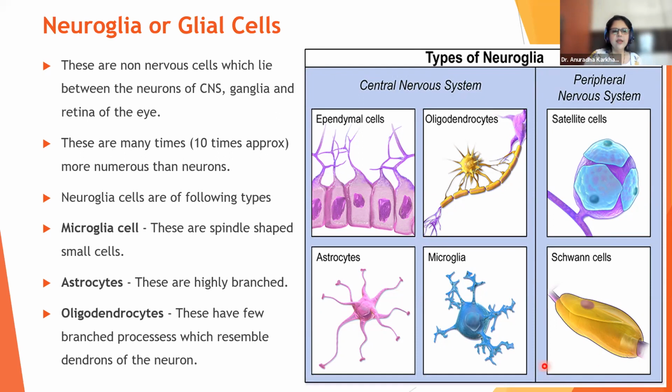So here you can see the microglial cells very clearly. See, they are bulged at the center. They are tapering at the apexes. Astrocytes are like a star. They are highly branched. They look like a star. Oligodendrocytes, see, they have few branched processes which resemble dendrons of the neuron. So they appear to be dendrons, but they are not dendrons. They are oligodendrocytes.